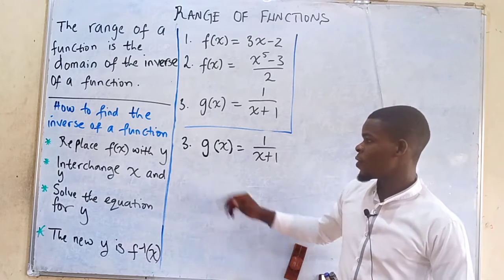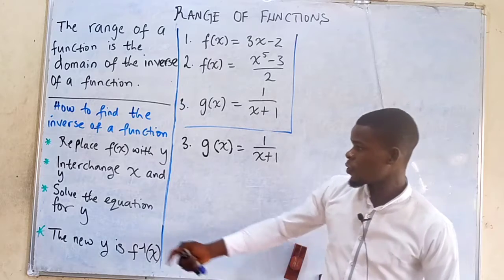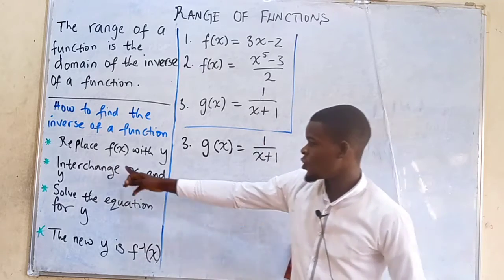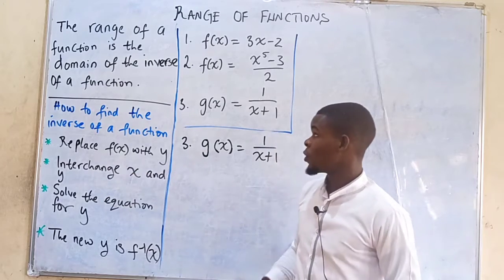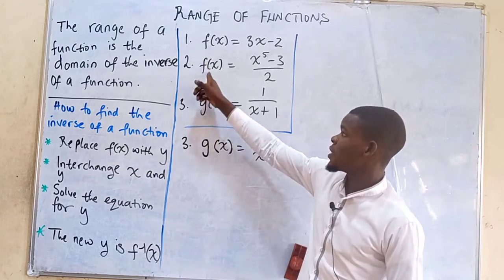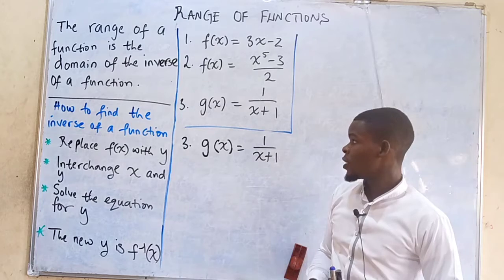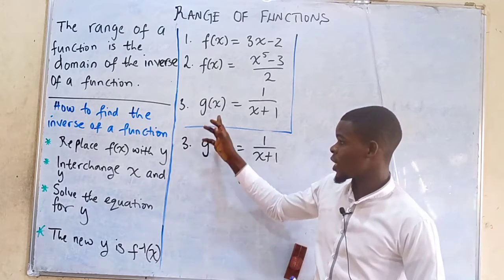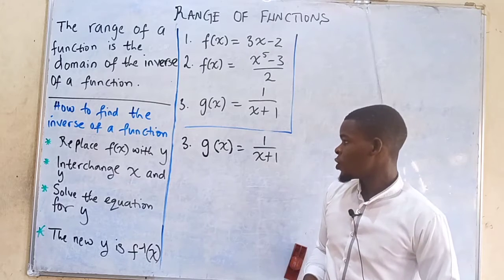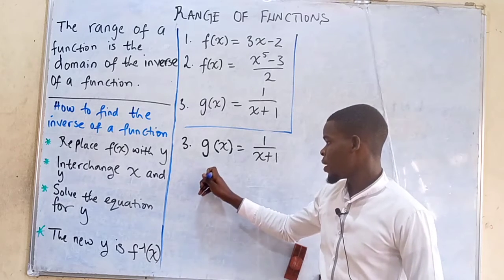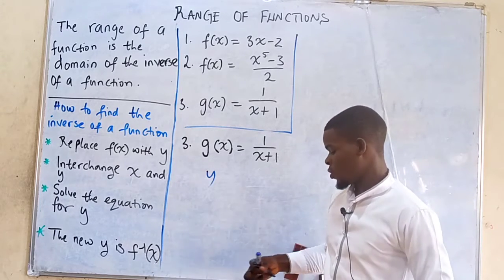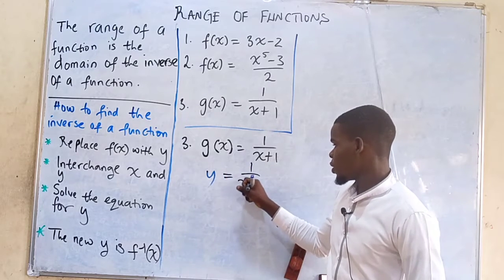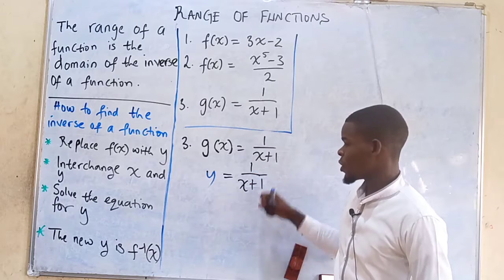So to find the inverse of this function, we are told to first replace f of x with y. This f of x is just the notation or the name we call the function, as in this case. Now here we have g of x, so we replace g of x with y, and then we equate it to the right hand side, which is 1 over x plus 1. So it's just a matter of notation.